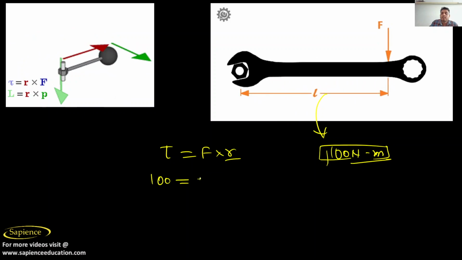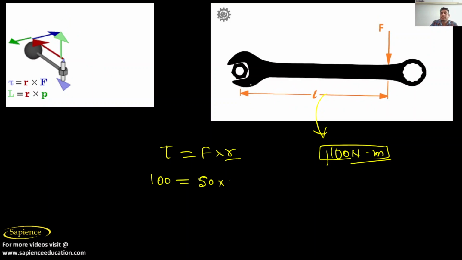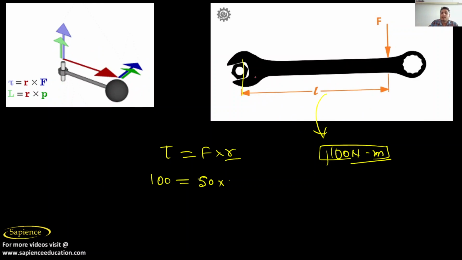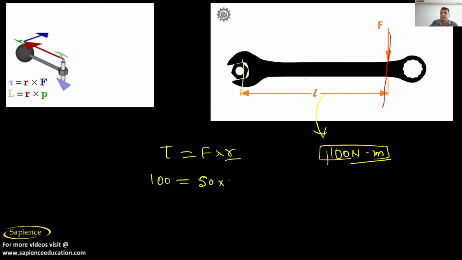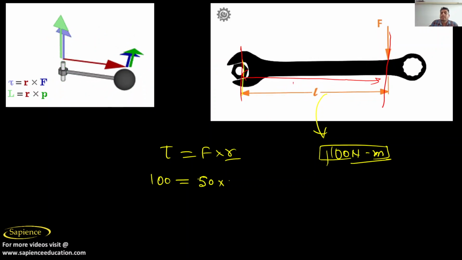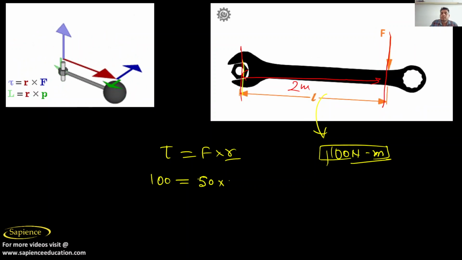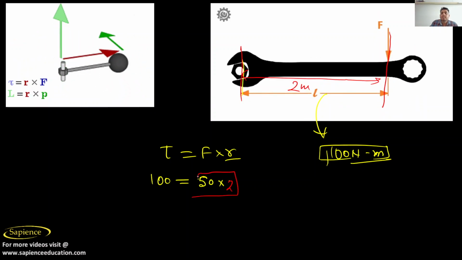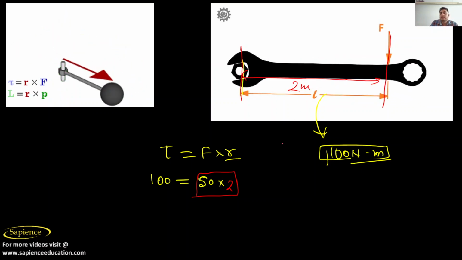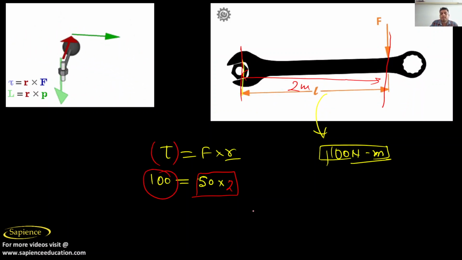I am applying a force of 50 Newton, and the distance between the line of action of the force and the point about which it is being rotated is 2 meter. So finally, combined, we are getting 100 Newton meter of torque. Whatever method you use, you always have to apply a 100 Newton meter torque.